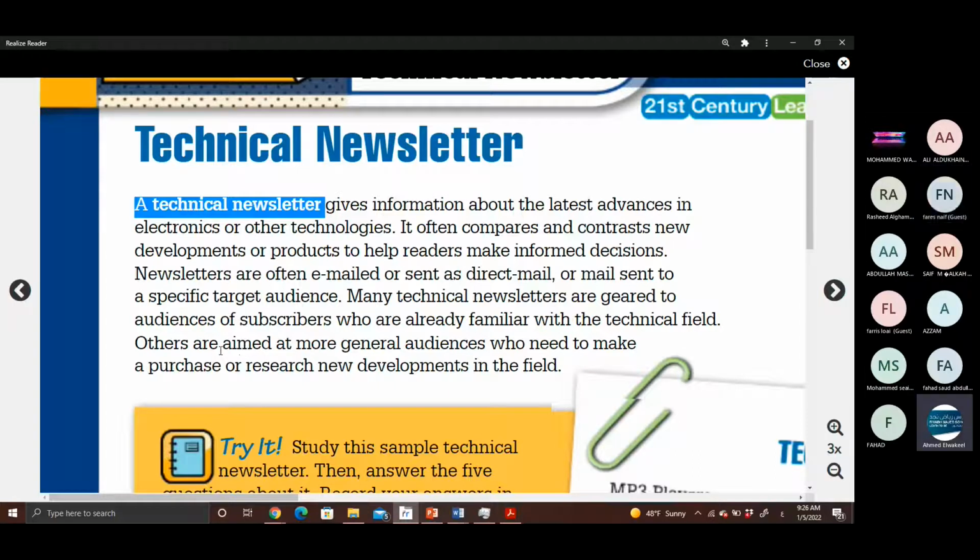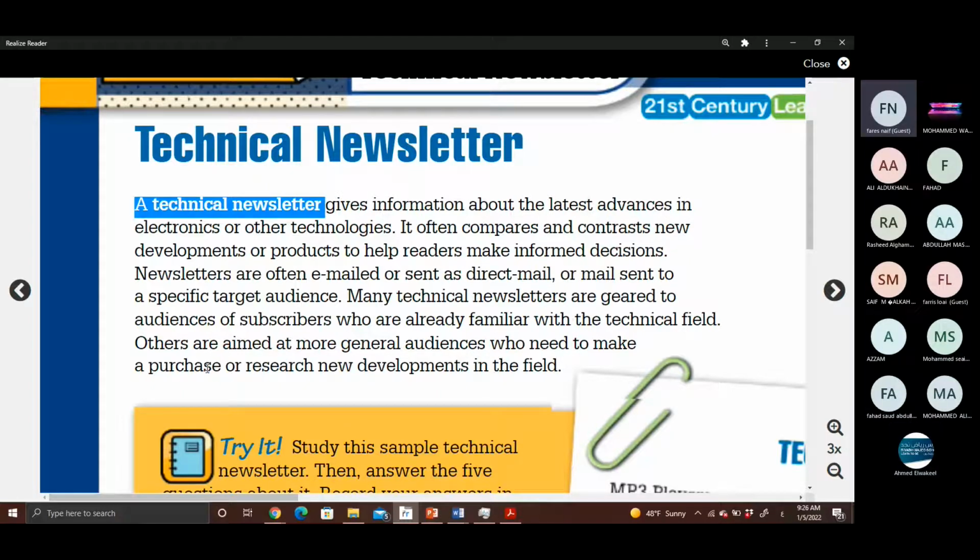Nice, bravo, Faris. So what do you mean by that? So a technical newsletter is a letter that gives you some information about the latest advances or news about technologies or anything that it could be, and it's often sent by emails. We can send it in any way, like a friendly letter or anything. Bravo, excellent. Very, very good.